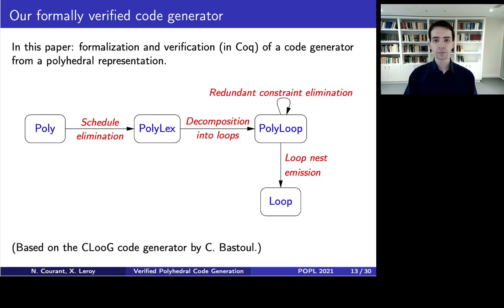We have a third step which eliminates redundant constraints generated by the previous step to produce more efficient code. The redundant constraints were introduced earlier for simplification of the previous pass. The last pass is loop nest emission, which generates standard imperative code with counted loops. And all in all, we get a generator from a polyhedral representation to imperative code.